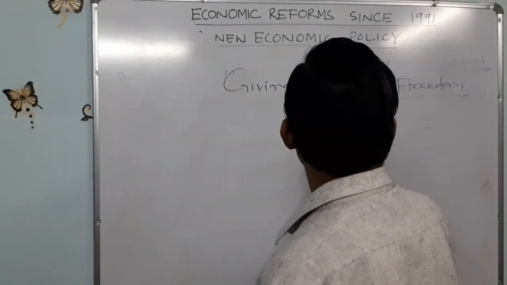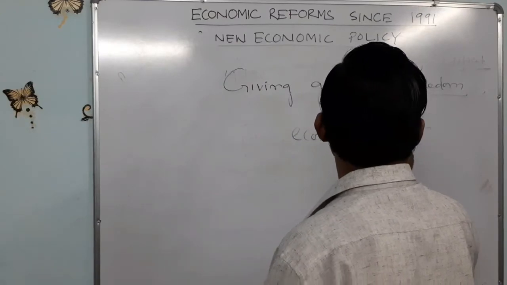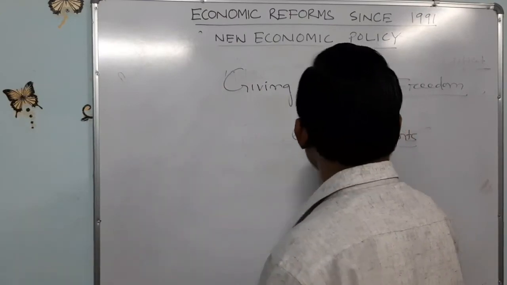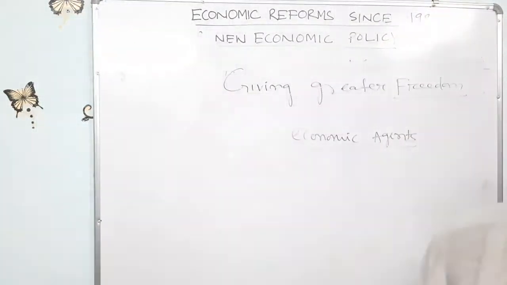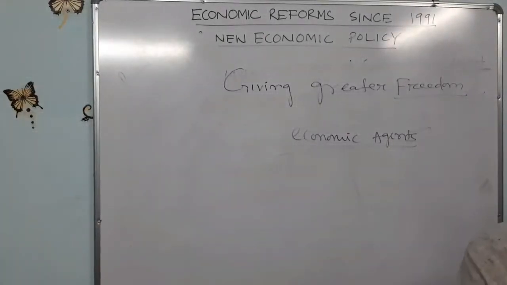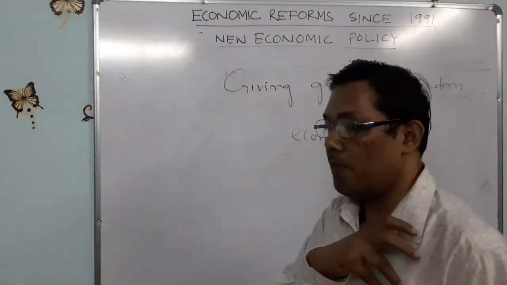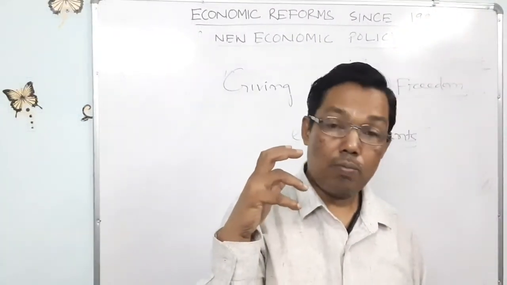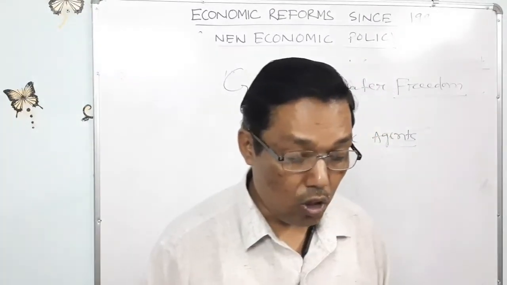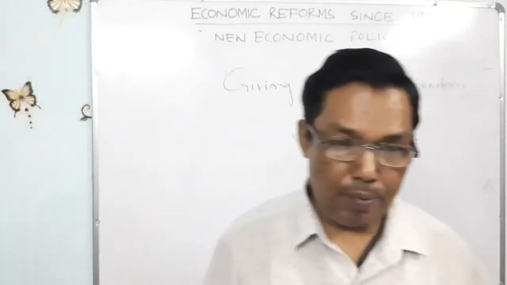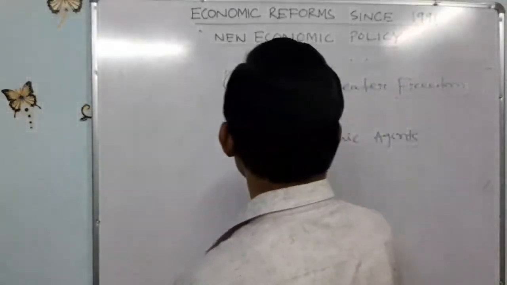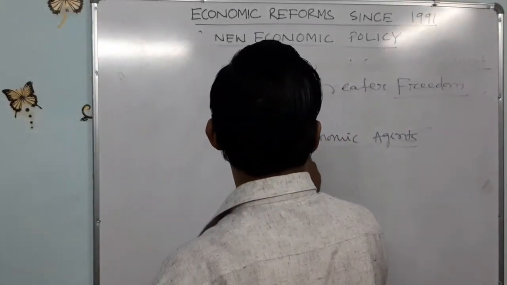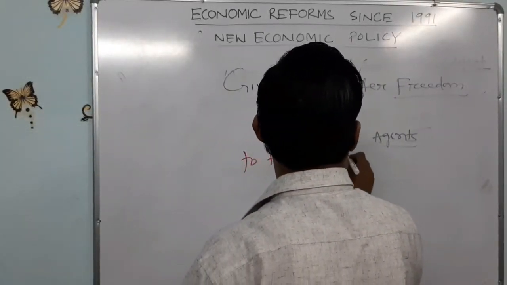Economic agents. It means industrialists. It means producers. It means those who are interested in taking the responsibility of their own production on their shoulders. That type of producer is to be called an economic agent. So what freedom do we give them? To take their own decisions.